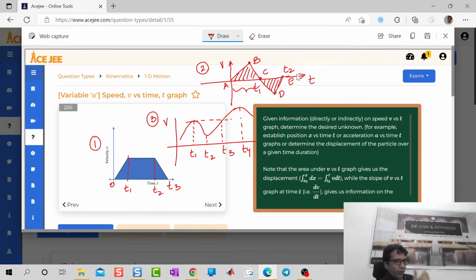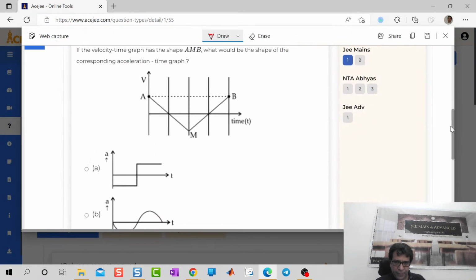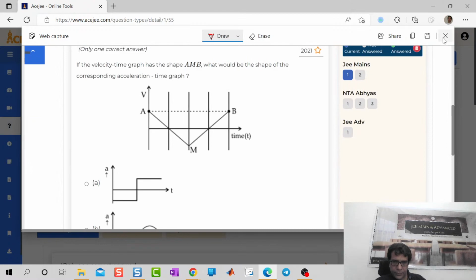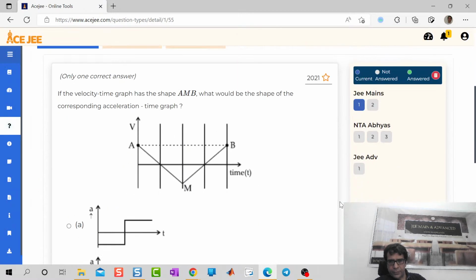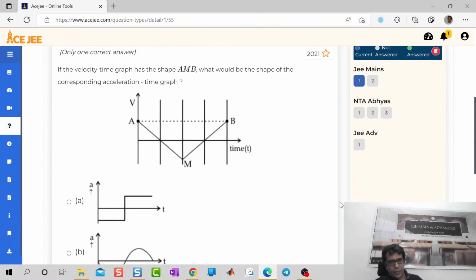T1, T3. I think you guys are ready. Let's kick on with the questions from NT Abhyas. Just to get the flavor of the recent JEE Mains questions and what kind of trend there has been, let's quickly answer this question.